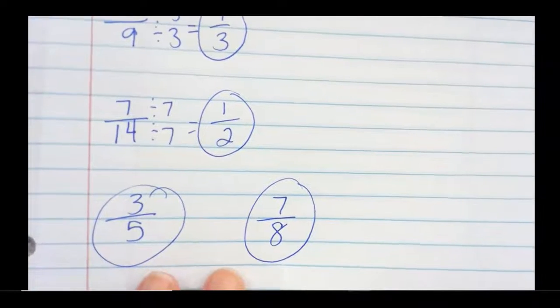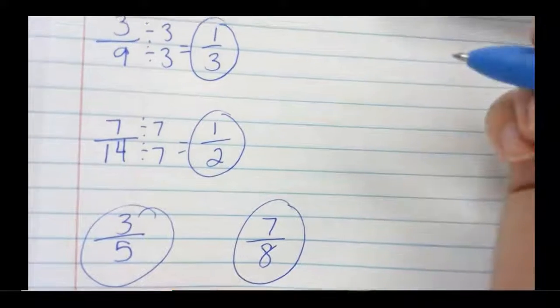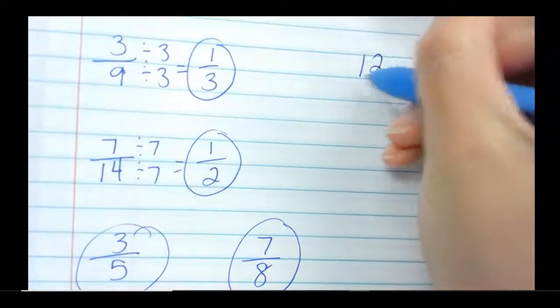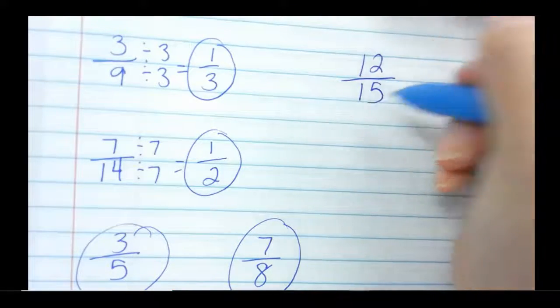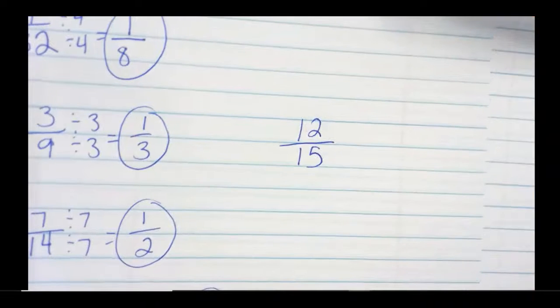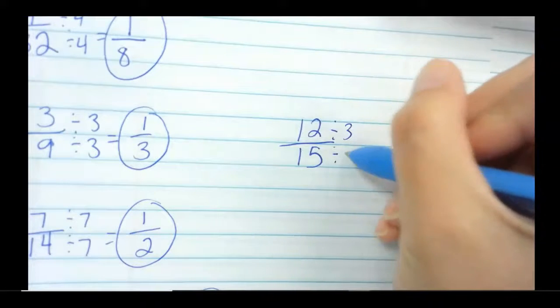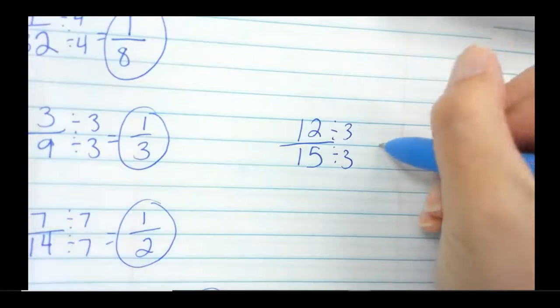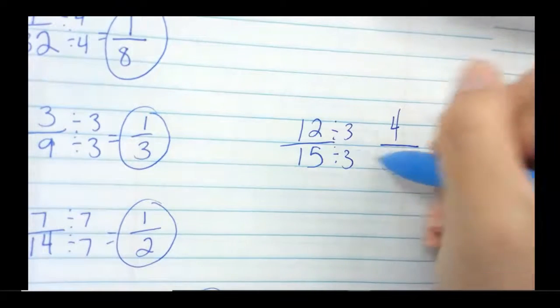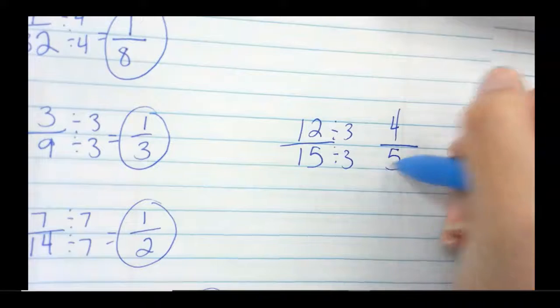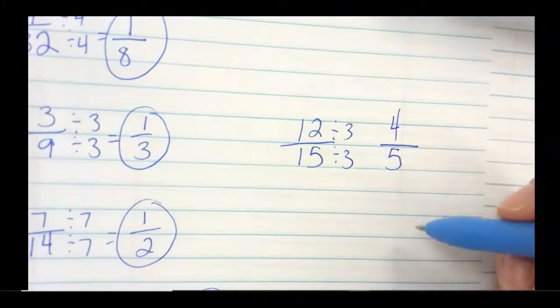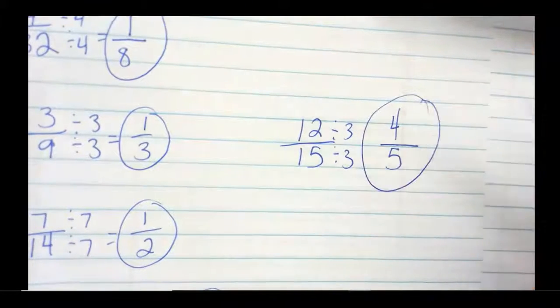We'll do one more example. What if I had 12/15? What would I divide those by? Both of those numbers are multiples of what number? Think about your skip counting. 3, okay. So divide by 3. Divide by 3. What's 12 divided by 3? 4. And 15 divided by 3 is 5. Can I simplify 4/5 anymore? No. Okay.